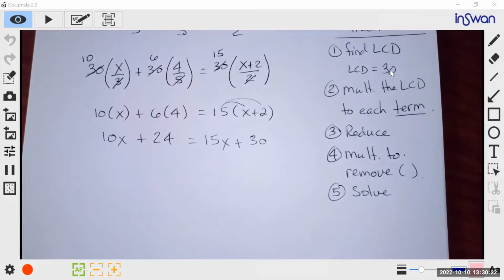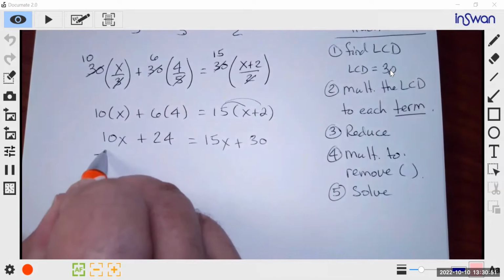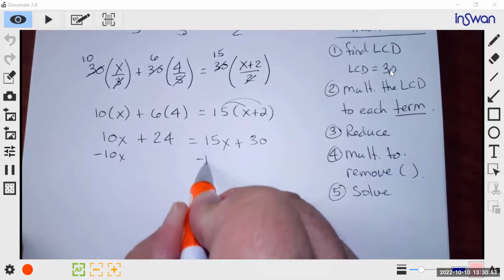So what do you move? Which one? No. What are you solving for? So the x's are your more important ones. Always keep the positive ones. Yeah. So you always move the smaller x to the larger. Move the x's first. So which one do you move? And how? Subtract 10x from both sides.